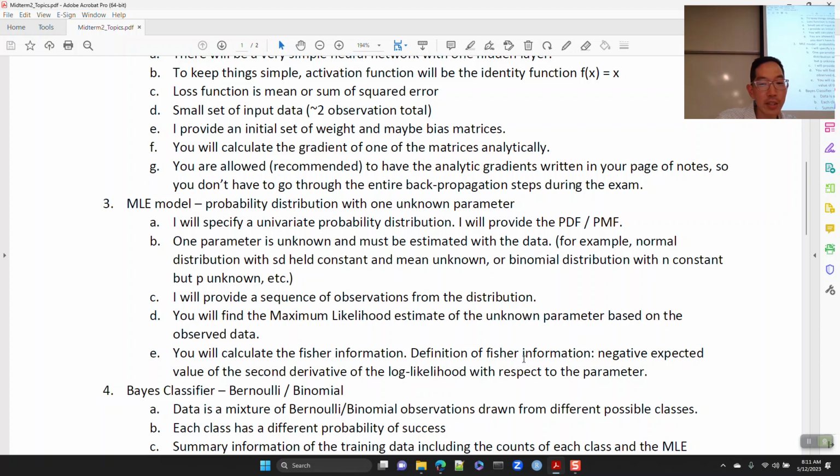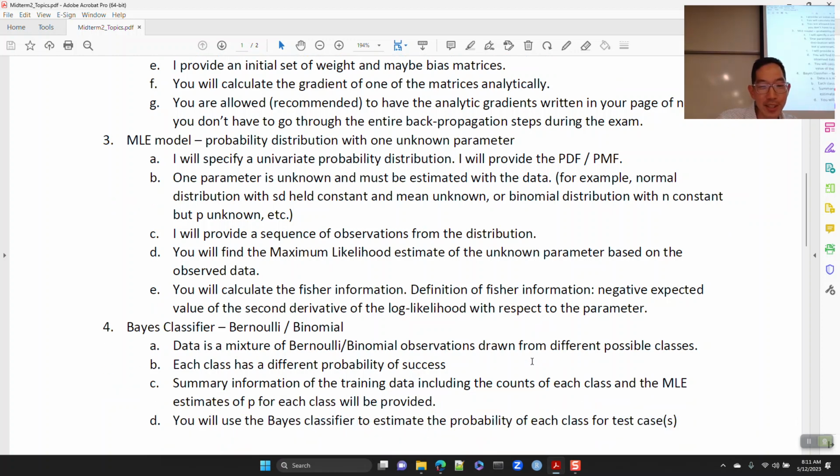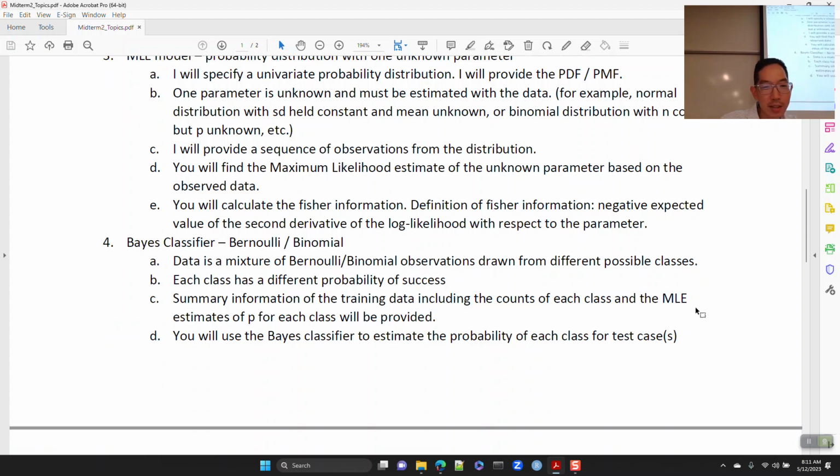And again, the definition of the Fisher information is the negative expected value of the second derivative of the log likelihood with respect to the parameter. So that will be there.